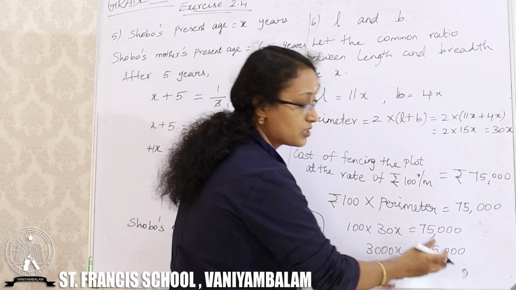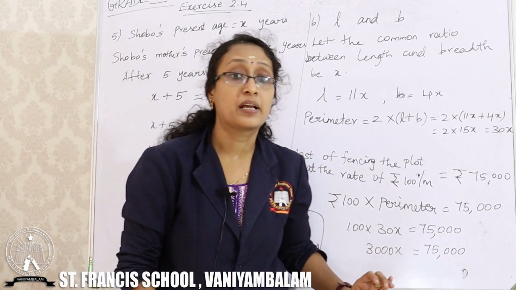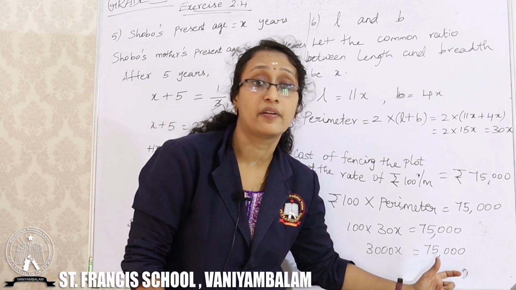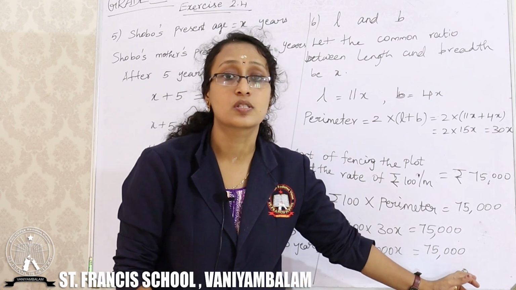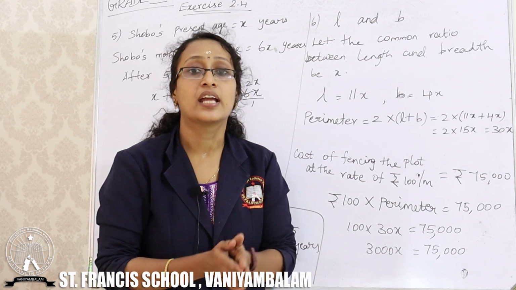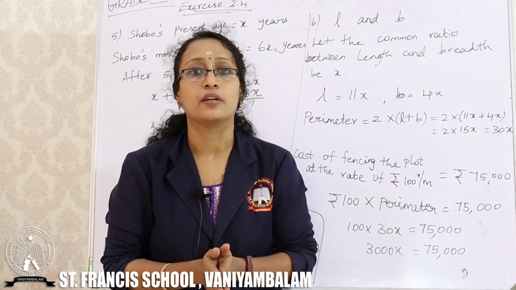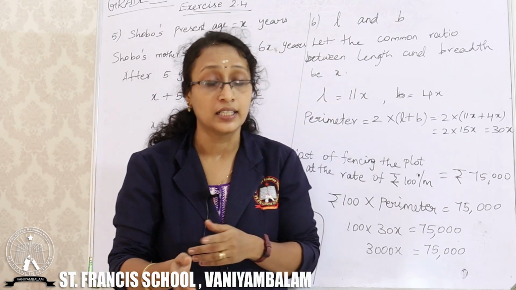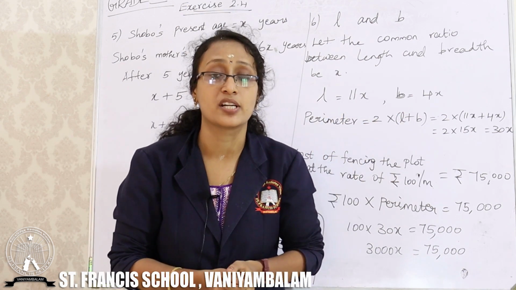Then you will take this 3,000 to the right hand side. Both are in multiplication. When it goes to the right hand side, it becomes division. So x is equal to 75,000 divided by 3,000. 3 zeros will get cancelled. When you cancel this 75 and 3, you will get 25, right? So you got the x value 25. What is your x here? That is the common ratio between length and breadth. So we have to find the dimensions.